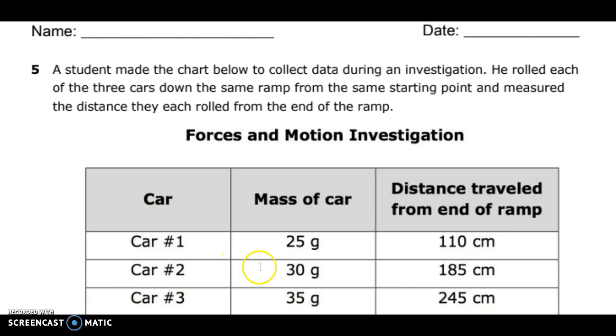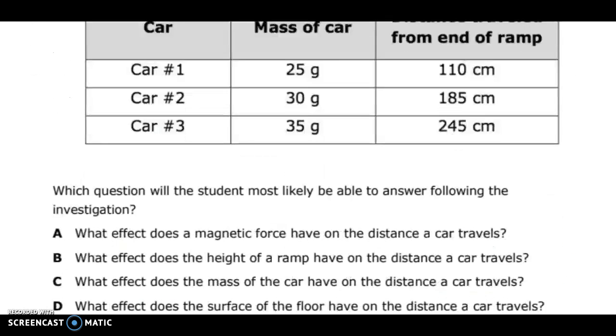Car 2, 30 grams, 185 centimeters. Car 3, mass of the car, 35 grams. Distance traveled from end of the ramp, 245 centimeters. Which question will the student most likely be able to answer following the investigation?